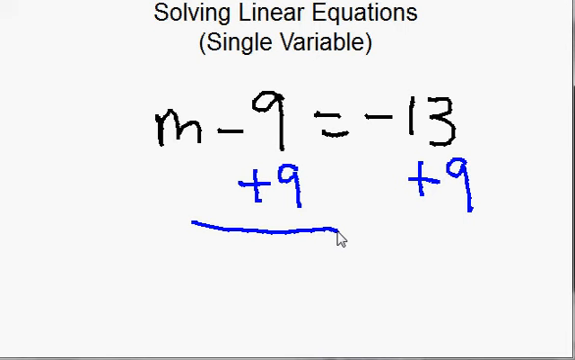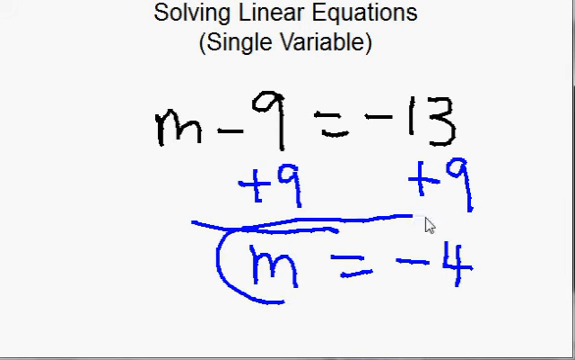So let's see. What we get here is m minus 9 plus 9 is just m. And on the right, negative 13 plus 9 is just negative 4. So that's the answer. M equals negative 4.